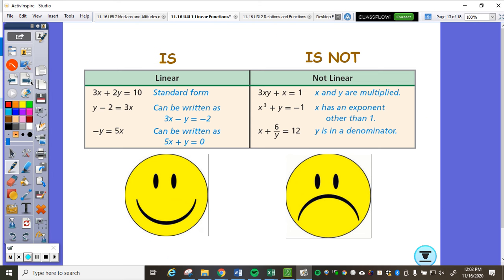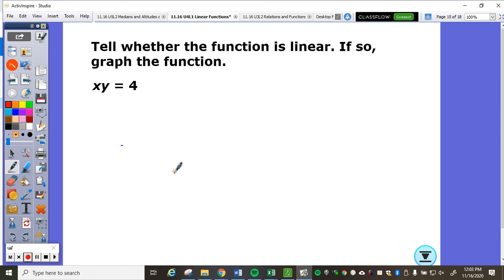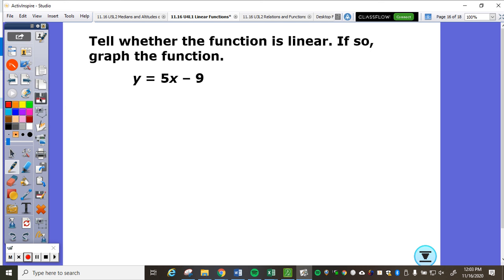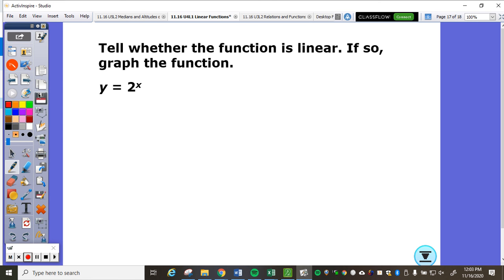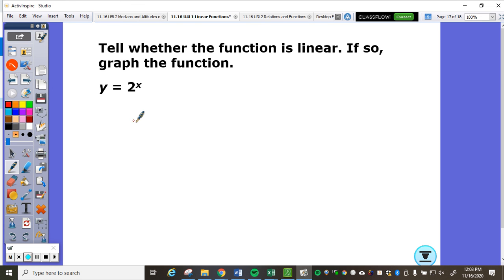So, this is kind of a rule. Is a linear function. It is not a linear function. I'm not going to graph that. Is this a linear function? Is this a linear function? Why? Is this a linear function? Is this a linear function? Yes, it is. Okay?